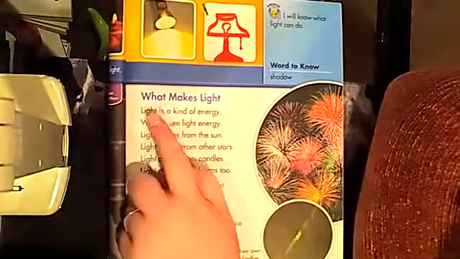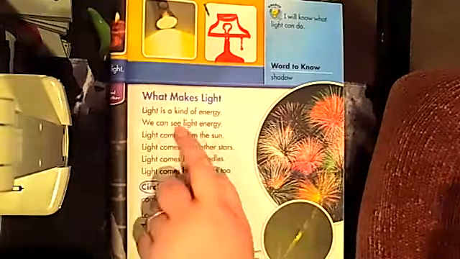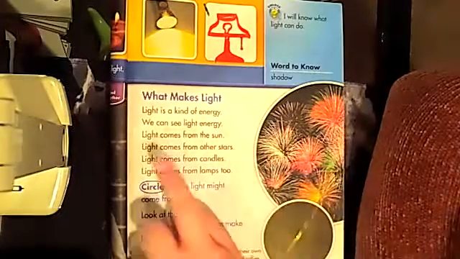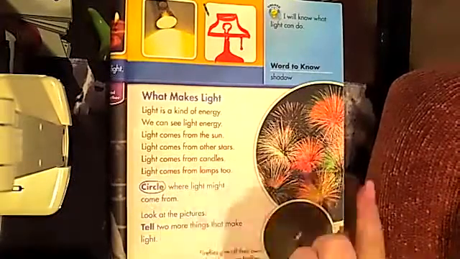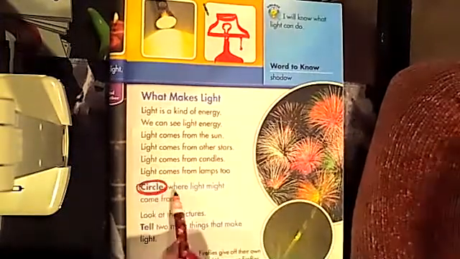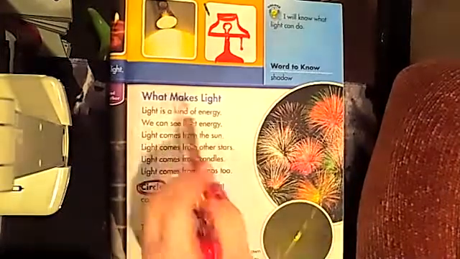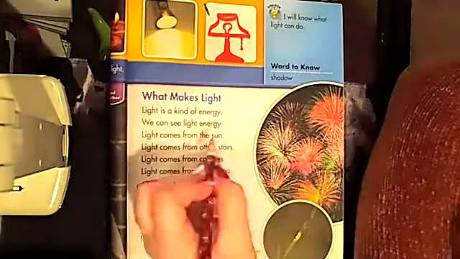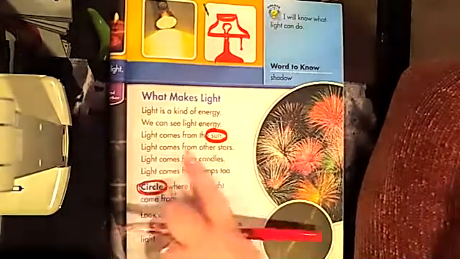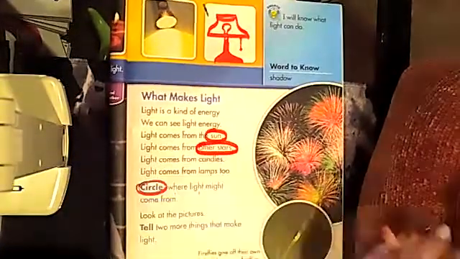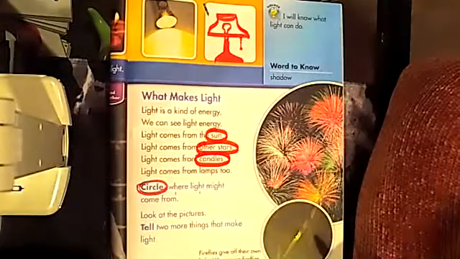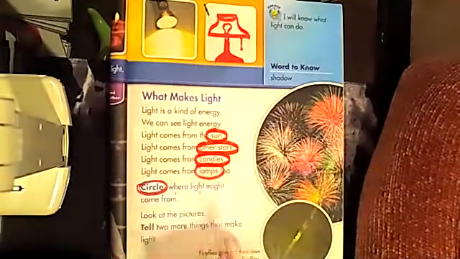What makes light? Light is a kind of energy. We can see light energy. Light comes from the sun. Light comes from other stars. Light comes from candles. Light comes from lamps too. So this says circle where light might come from. So light comes from, what was the first thing it said? Oh, light comes from the sun. So take your pencil and circle sun. Light comes from other stars. Good, stars in the sky. Light comes from candles. Circle candles. And light comes from lamps too. Good job.